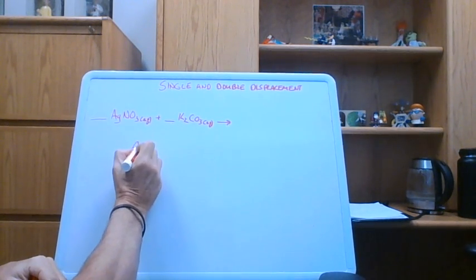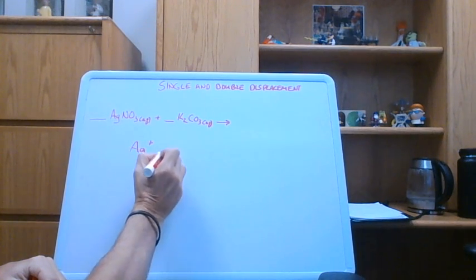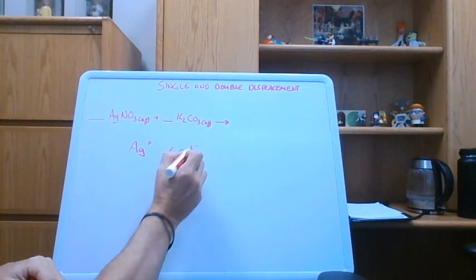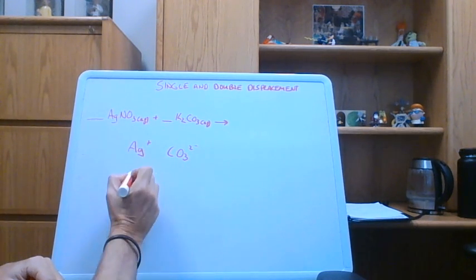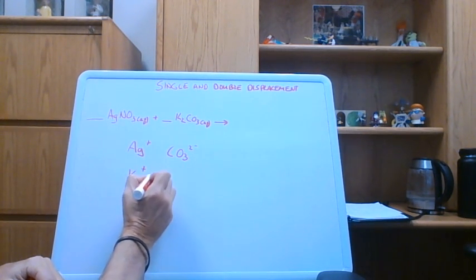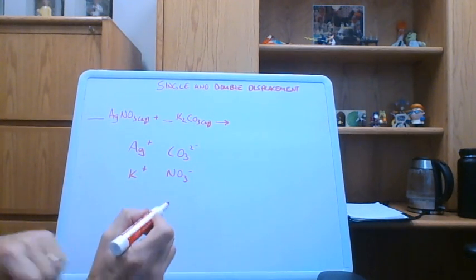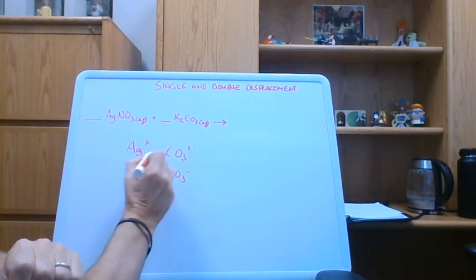So from previous studies, we know that silver is going to form a +1. From our polyatomic ion table, carbonate is going to be a 2-. Our potassium is in group 1, so it's going to have a +1 charge, and our nitrate from our polyatomic ion table is going to have a -1. So these are going to go together 2 to 1, right?